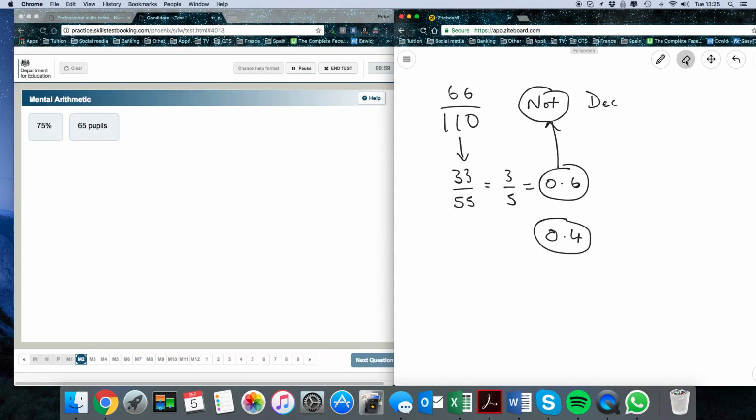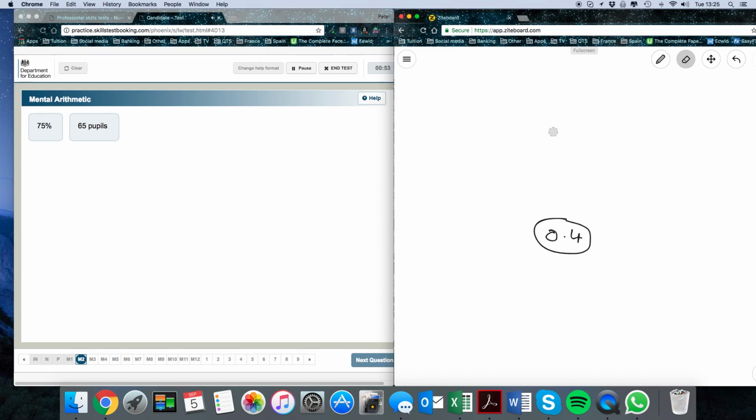Question 2. In a year group of 120 pupils, 75% achieved a level 4 or level 5 in Key Stage 2 English. 65 pupils achieved a level 4. How many pupils achieved a level 5?